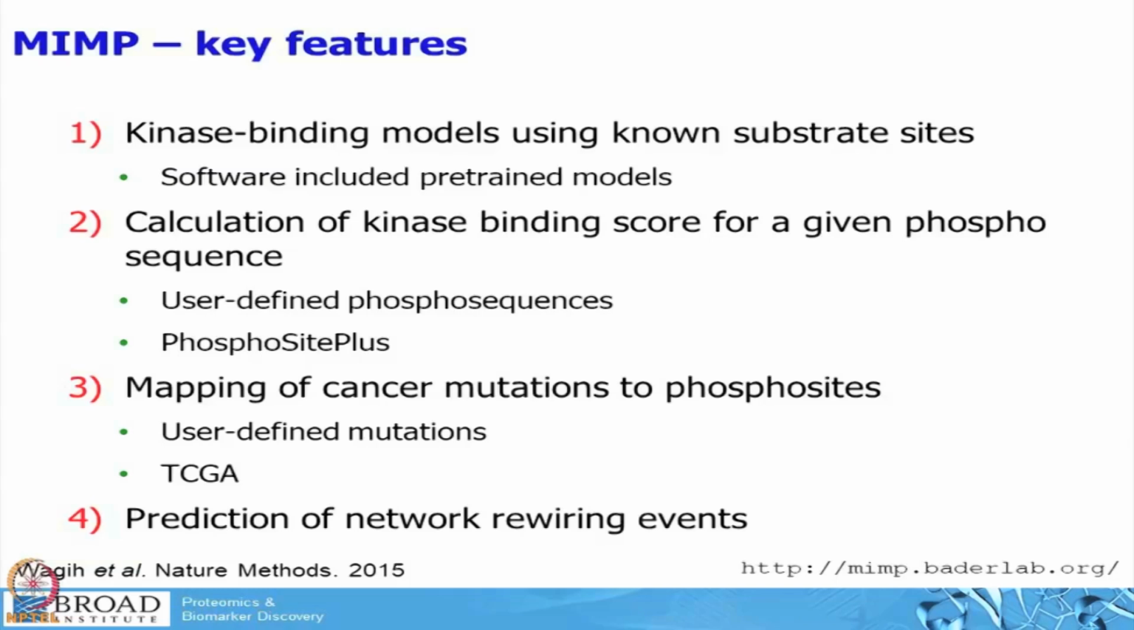I hope that we will be able to do that. So we'll see. The key feature is that it first builds kinase binding models using known substrate sites, very highly curated, very well-known phosphorylation sites that have been determined to be a substrate of a particular kinase. It uses this information to build binding models, and these models are already included in the software, so this is nothing you have to worry about. Then for a given phospho sequence that might be coming from your data set, it calculates the kinase binding score. For each kinase, it calculates the score of how likely it is that this phosphosite has been phosphorylated by this specific kinase.